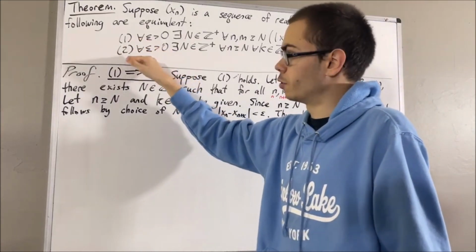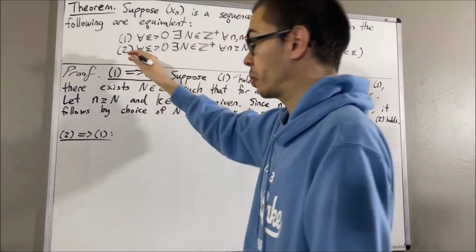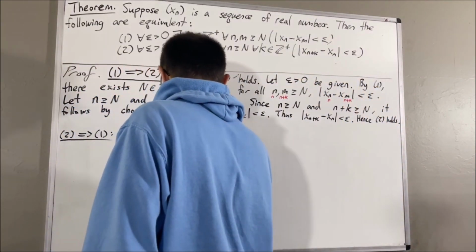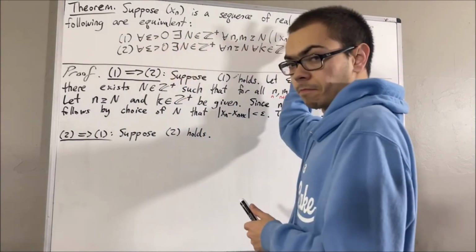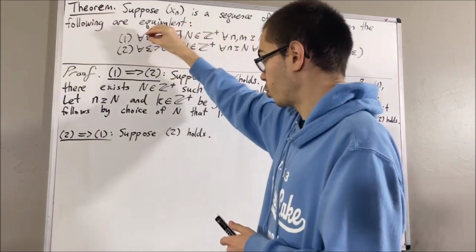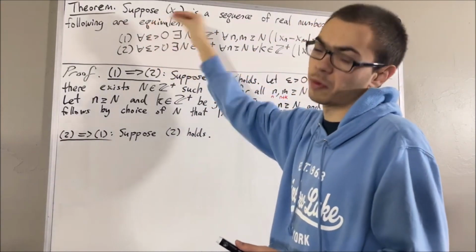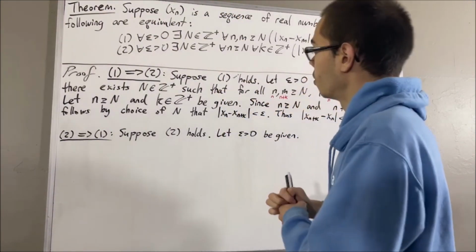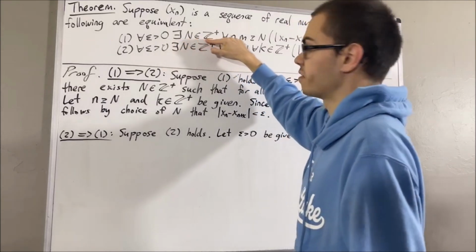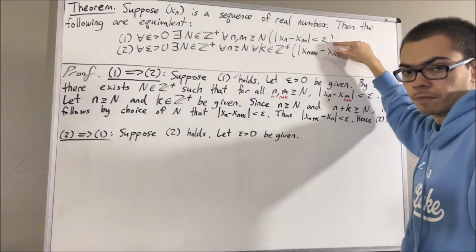Now we're going to prove if 2 is true, then 1 is true. To prove that, suppose 2 is true. The whole goal from here is to prove that 1 holds. Well, since we're trying to prove a statement about every epsilon greater than 0, let's give ourselves an arbitrary epsilon greater than 0. From here, we want to find a positive integer capital N such that this is true.